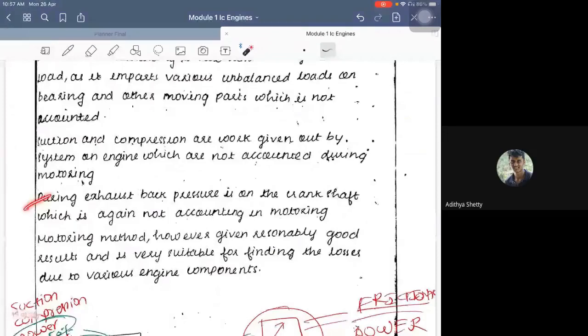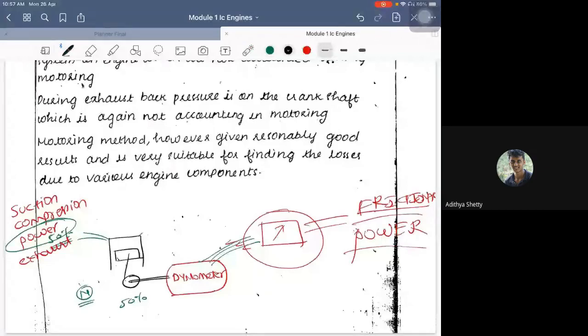During exhaust, back pressure is on the crankshaft, which is again not accounted for in motoring. So during the exhaust stroke, what happens? If the gases are expelling out of the exhaust port, while going out they would in turn push the cylinder backward. Correct? There will be a back pressure because of the exhaust gases going out. That particular effect is not considered when the dynamometer is operated as a motor, isn't it? Last one.